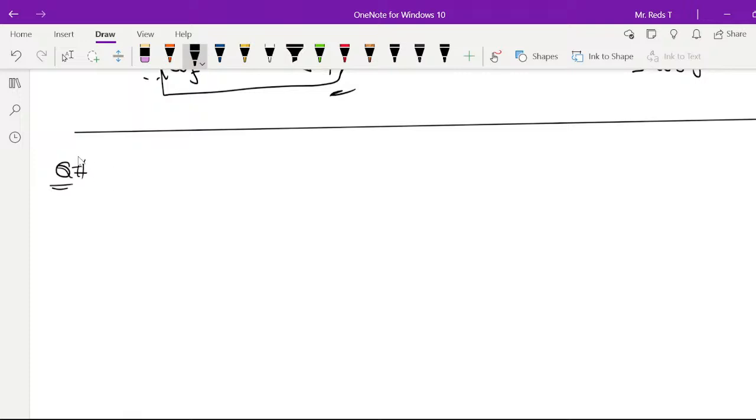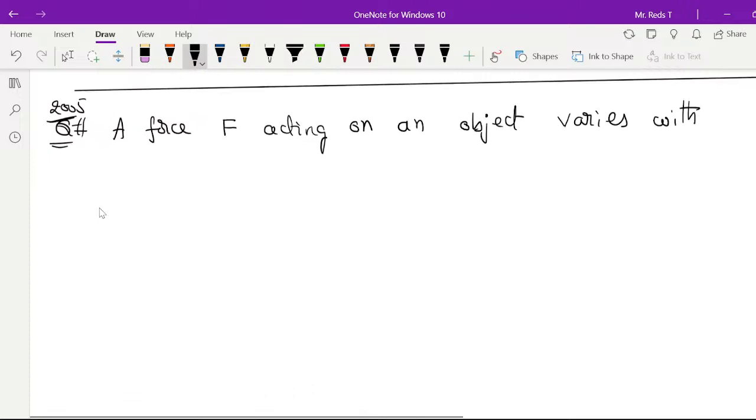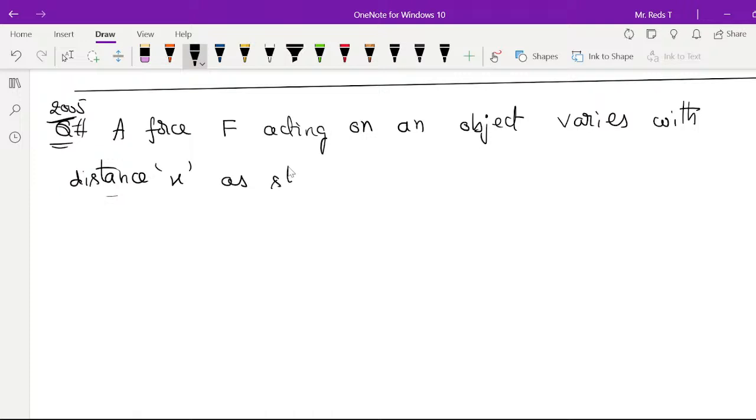This is a 2005 question. A force F acting on an object varies with distance x as shown in the figure. The force is in Newton and x is in meter.